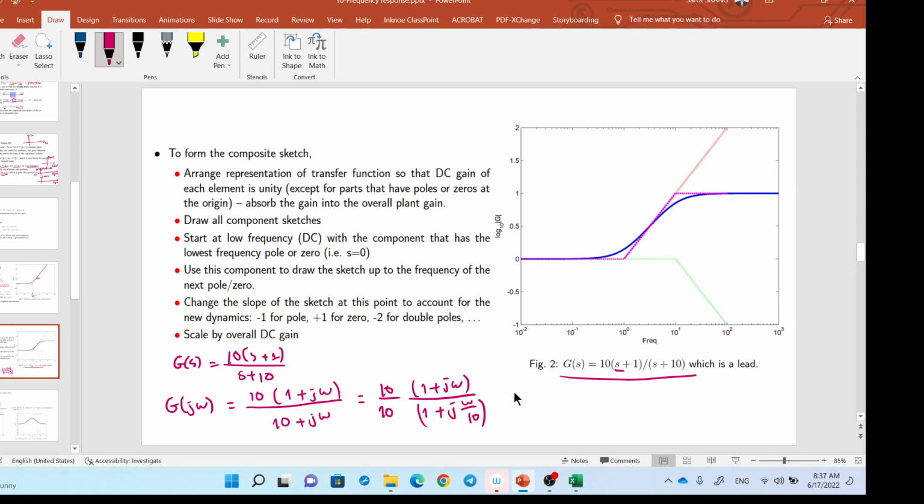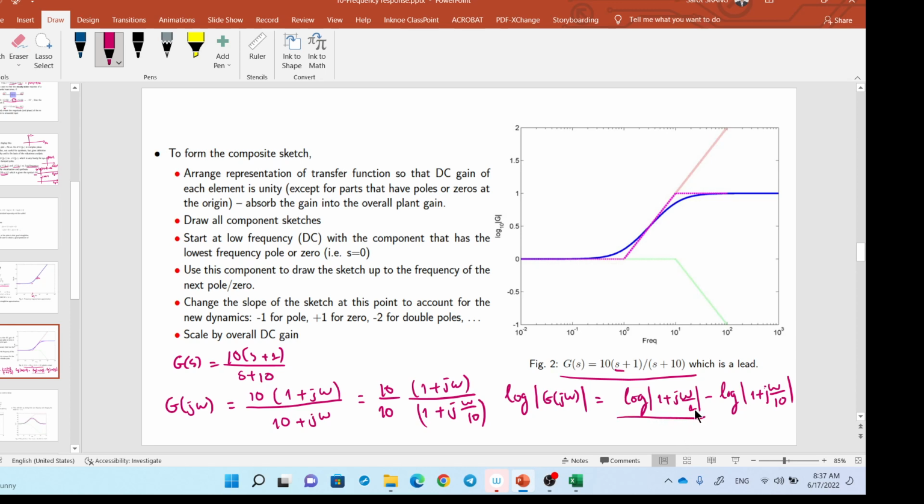So log of magnitude G of j omega equal to log of 1 plus j omega over 1, and minus log of 1 plus j omega over 10.